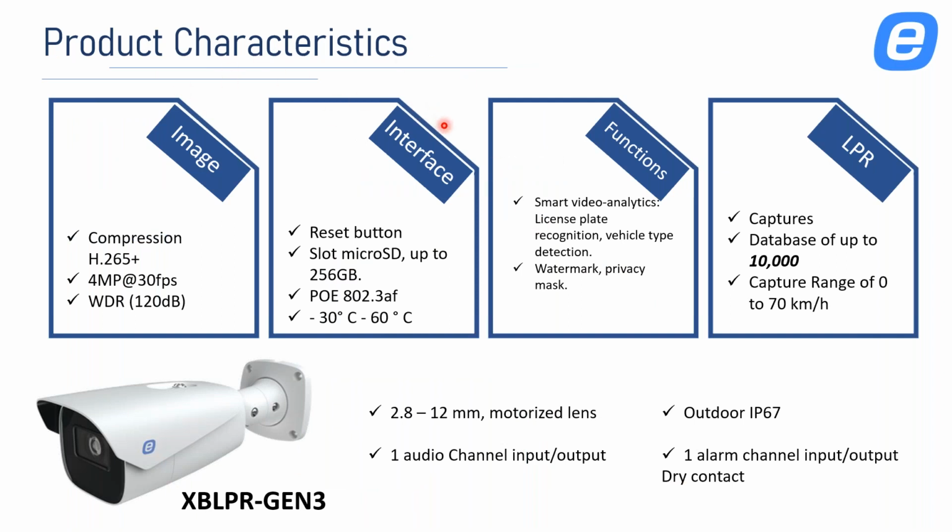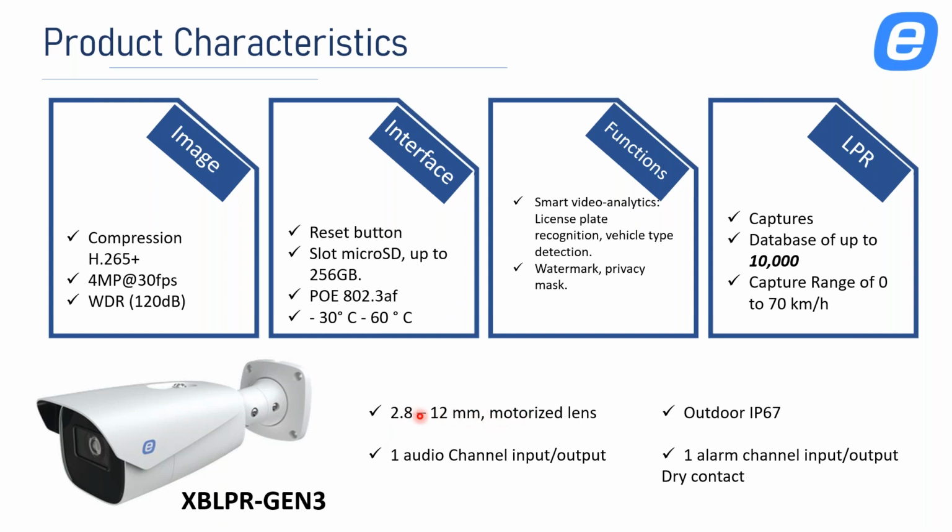This is the characteristics of the camera. So we have a compression of H.265, 4 megapixels, 30 fps. We have a wide dynamic range of 120 dB. It has a reset button, which should be on the back right here. A micro SD slot of up to 256 gigabytes. The PoE standard, which is 802.3af. The functions, it has smart video analytics, license plate recognition, vehicle type detection. It has watermark and privacy mask, and the LPR video analysis, which has a database of up to 10,000 and a capture range of 0 to 70 kilometers per hour.